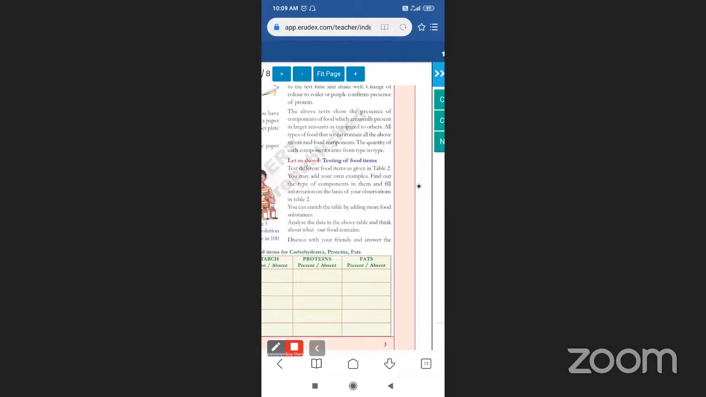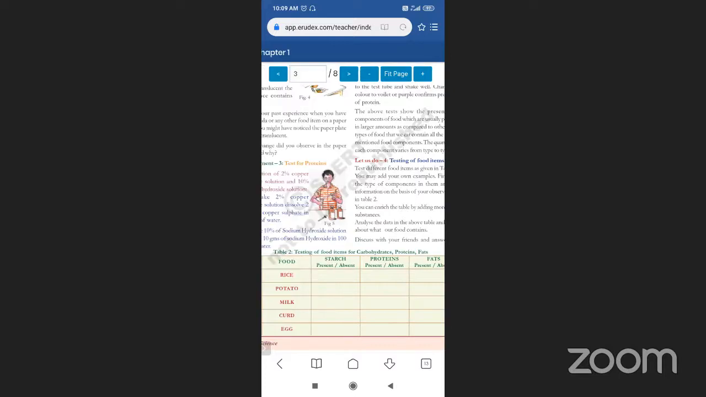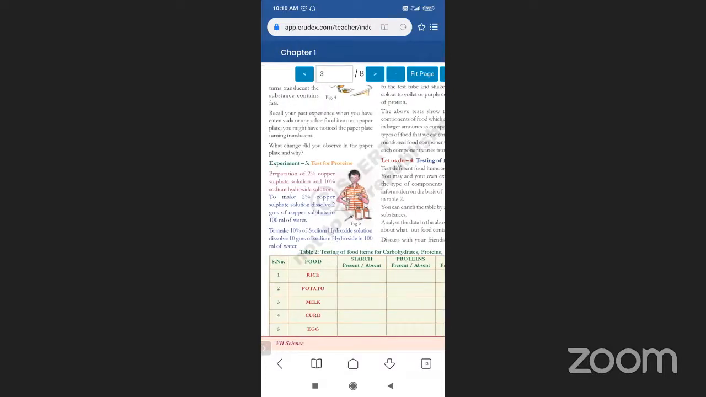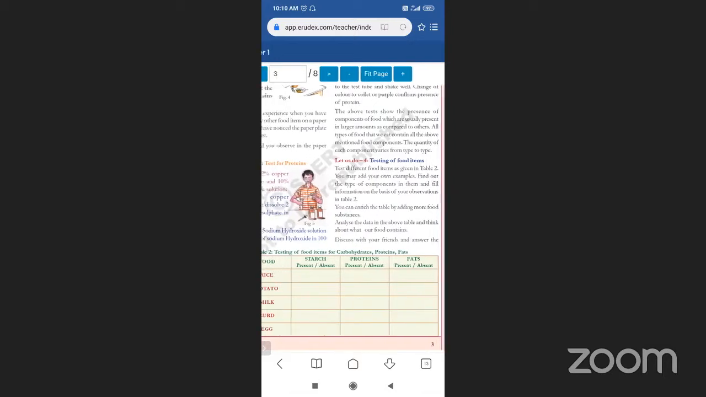Now I'm going to continue from activity 4, testing of food items. In our daily life, we are taking different types of vegetables and fruits for our good health. Here they have given some examples of food items. In those food items, we need to put a tick mark if a food component is present, and a cross mark if it is absent. By using the tick mark and cross mark symbols, we can complete table 2 here.